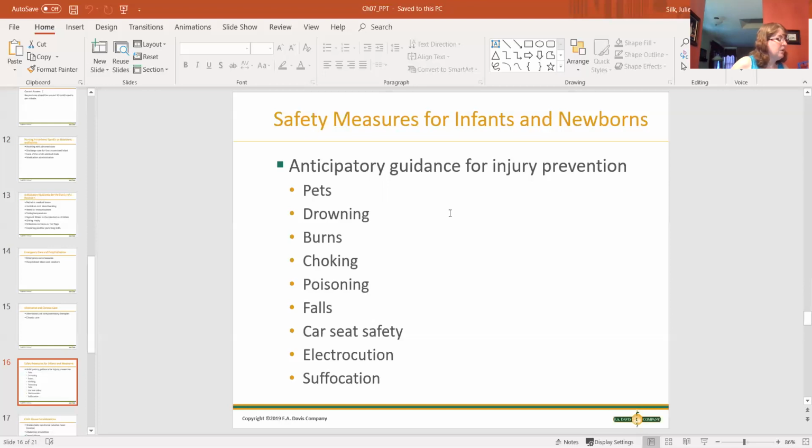With burns, do not hold the infant when smoking, drinking hot liquids, or cooking. Do not heat formula or breast milk in the microwave because it can cause uneven heating and may inactivate nutrients in the breast milk. You need to use sunscreen with infants when they're outside. Keep infants out of direct sunlight to prevent sunburn. Turn pot handles away from the outside of the stove because they can be pulled down. There's a lot of things with burns.